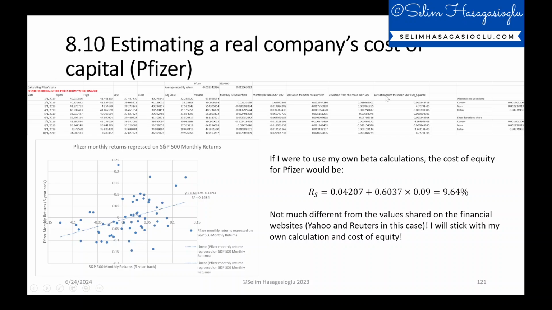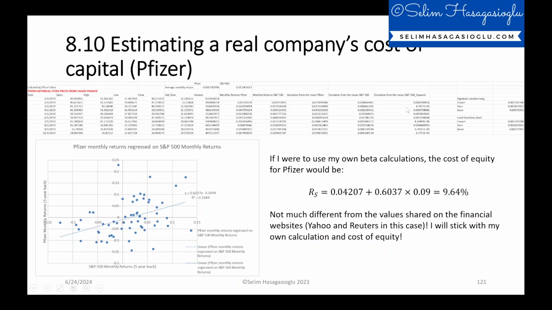So also, again, you can regress. Remember, this is the third option. Pfizer monthly returns can be regressed on S&P 500 monthly returns, and you will end up having this linear line, and this is the equation of this line, and the slope of this line should be your beta, which is the same as those calculated in here.